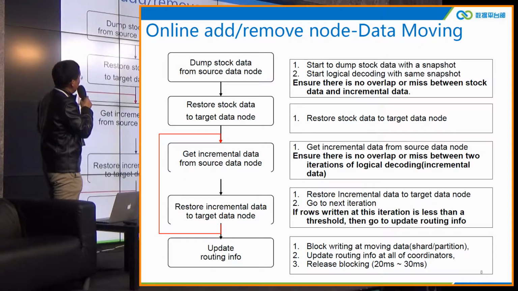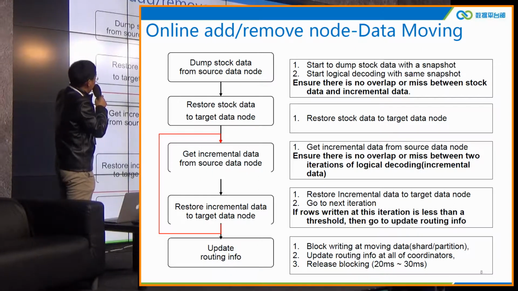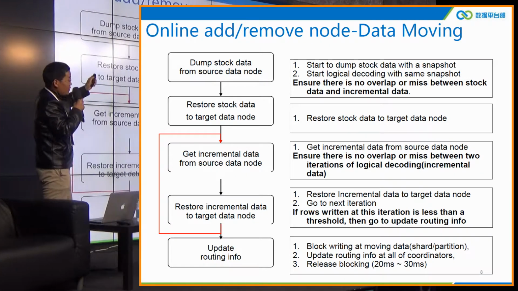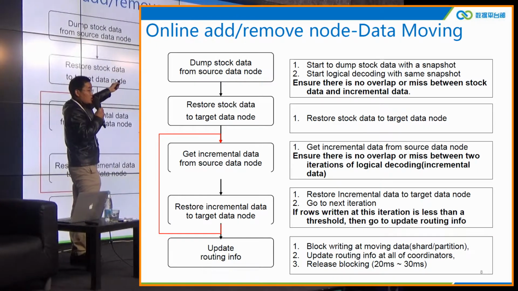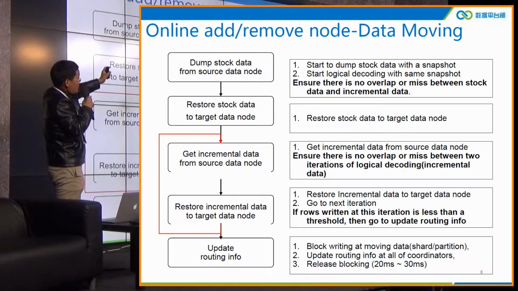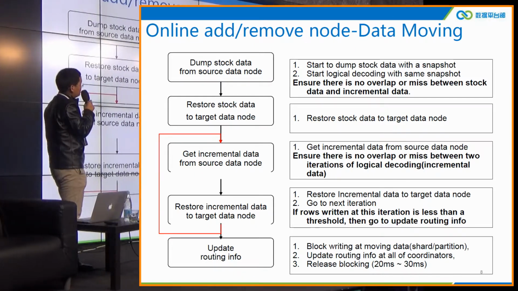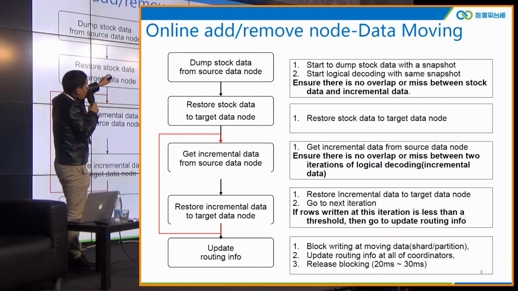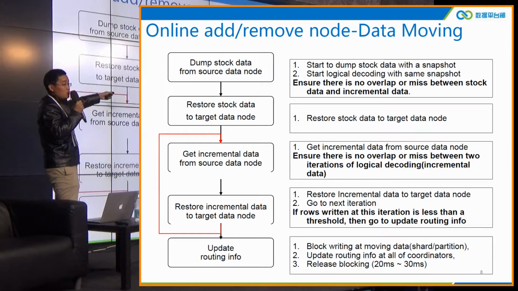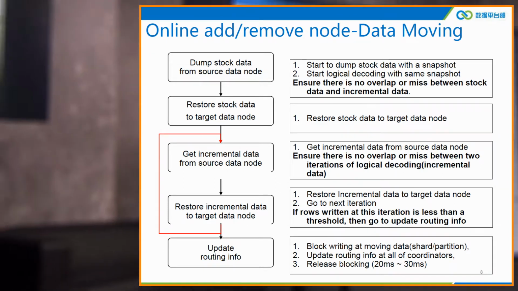This is the detail of each task. At the beginning of the task, we just dump the stock data from the source data node. In this step, we should acquire a snapshot of the node. The snapshot ensures there's no overlap or miss between stock data and incremental data. After this, we also use the snapshot to start logic decoding. Logic decoding is a new feature we added to 9.3.5.